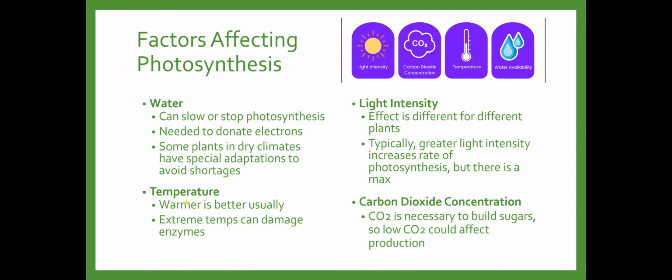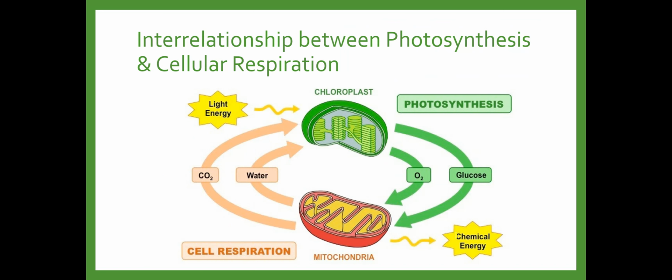So temperature, we've learned before, and this has to do with the enzymes. Typically warmer's better, but remember that extreme temps can denature. So if it gets too hot, photosynthetic enzymes are not going to work like they need to. The amount of light is going to matter. There's going to be more photosynthesis typically when you have more light intensity, like spring and summer, but it does vary from plant to plant. And then of course carbon dioxide. Carbon dioxide was one of our reactants. So if there's not a lot of carbon dioxide in the atmosphere, then there's going to be less photosynthesis that can be done.